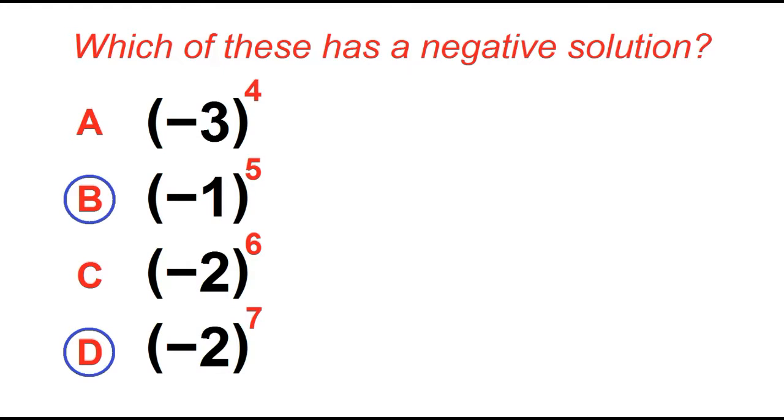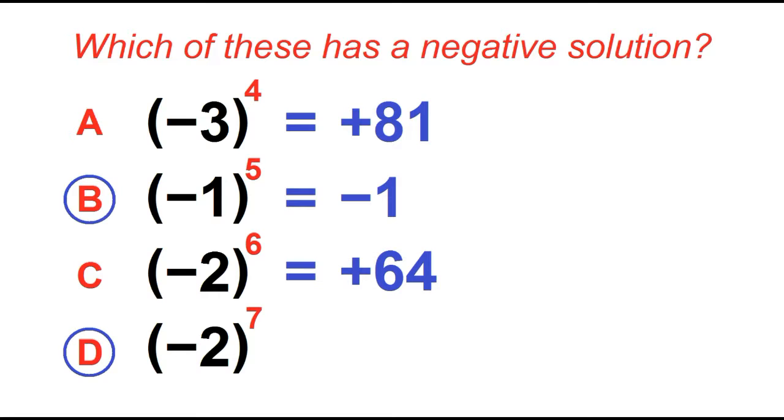Well done, this is the correct answer. Negative 3 to the power of 4 is positive 81. Negative 1 to the power of 5 is negative 1. Negative 2 to the power of 6 is positive 64. And negative 2 to the power of 7 is negative 128.